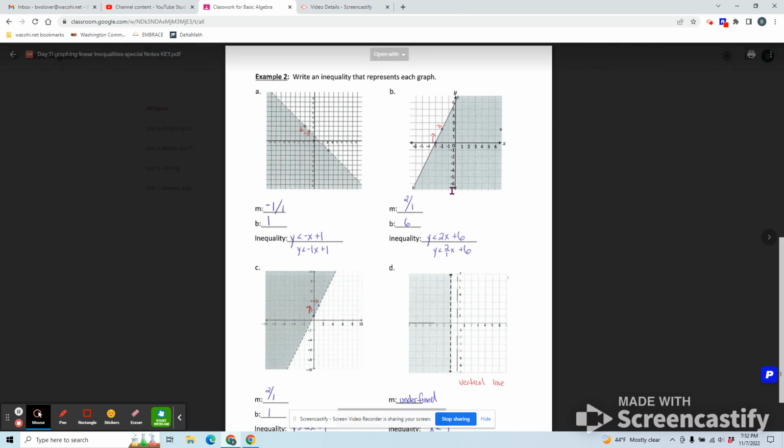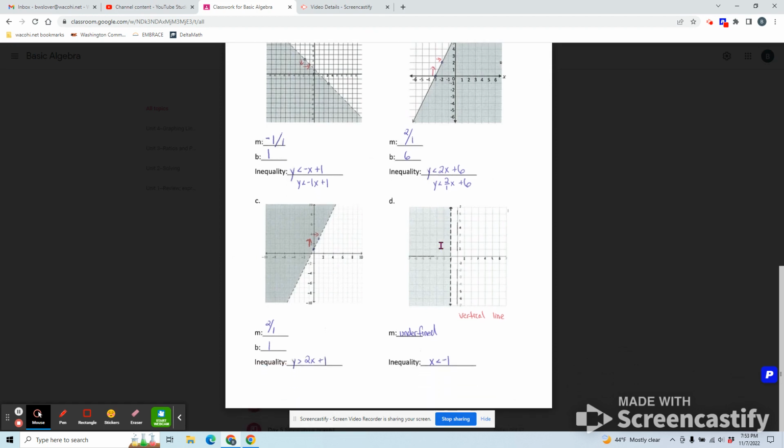Let's just go to the next one. Letter B, I have my inequality here. Here's my shading. Okay, I went from here to here. I went up 2, right 1. So my slope is 2 over 1. Crosses at 6. And so my inequality, I'm shading below. So I'm going to have a less than, and it's actually a solid line. So this really should say y is less than or equal to 2x plus 6. And that would be my inequality.